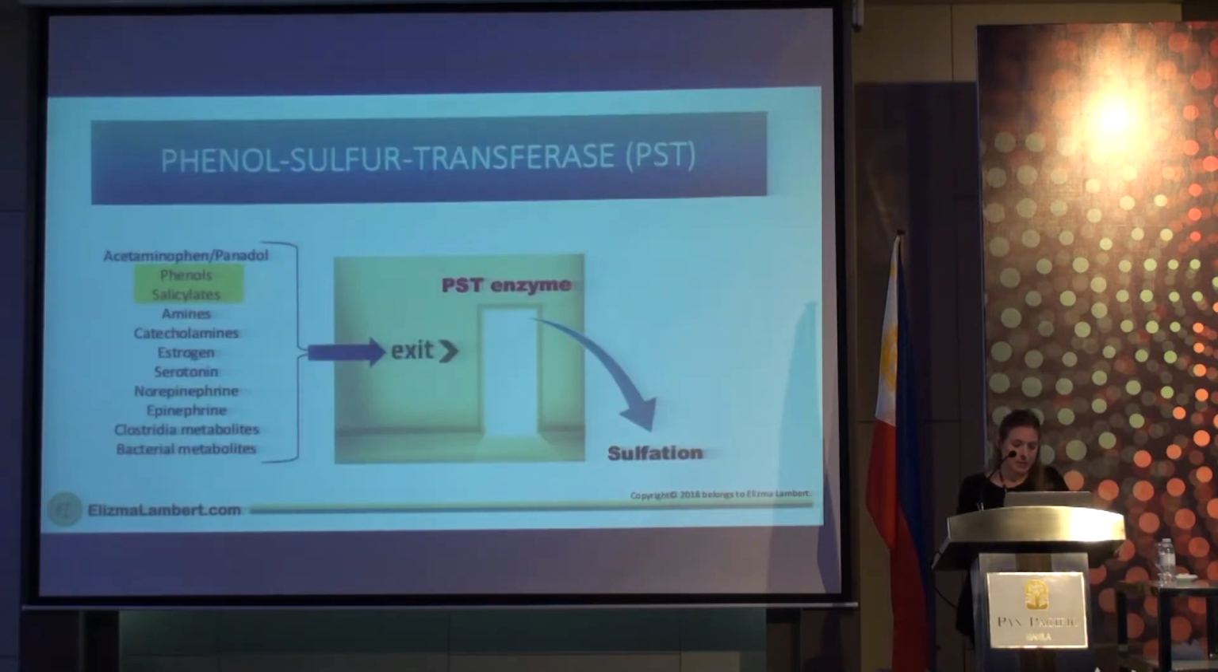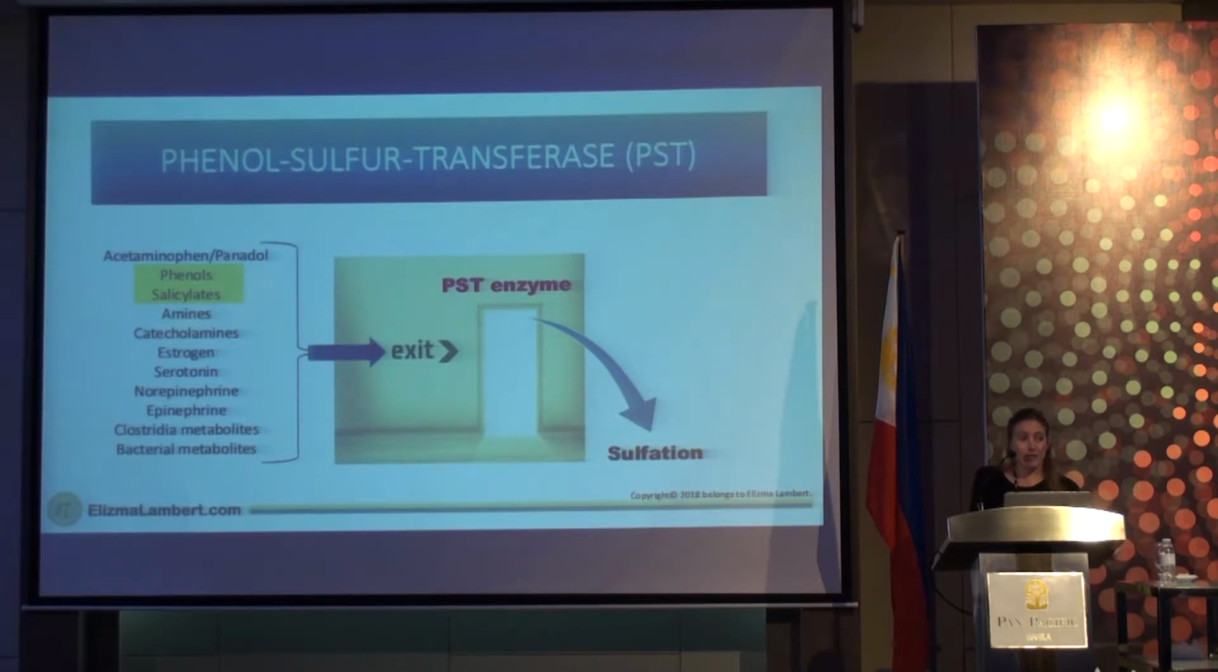So what is PST? Well, PST stands for phenol-sulfotransferase enzyme, and this enzyme is found in the small intestine, and it is involved in the metabolism of phenolic compounds, amongst many other compounds, as you can see here on the left. So this little enzyme has the job of metabolizing things like acetaminophen or Panadol, phenol, salicylates, amines, catecholamines, which is all your stress hormones, estrogen, serotonin, norepinephrine, epinephrine, Clostridium metabolites, and bacterial metabolites. That's a lot of stuff that this little enzyme has to do.